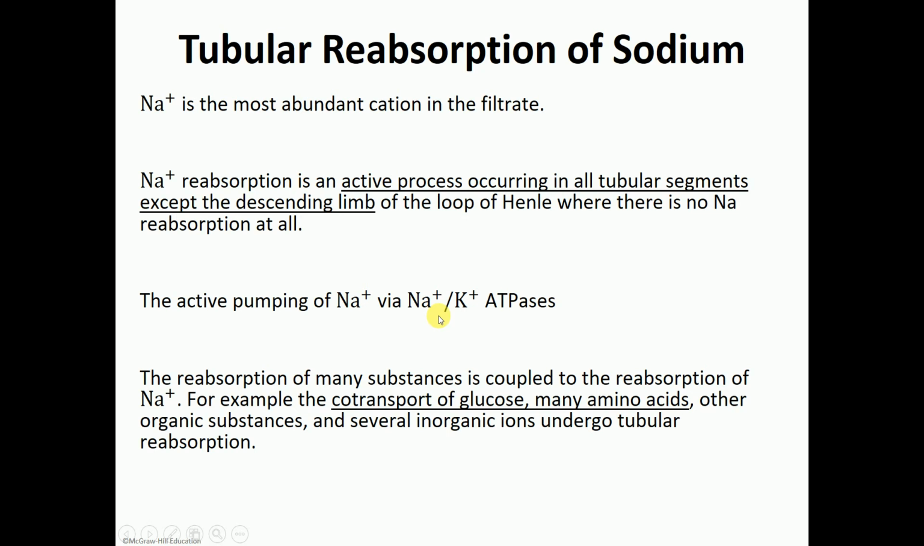And sodium is kind of like a friendly ion. It doesn't like to travel alone, so sometimes it co-transports other molecules. It can co-transport glucose and amino acids, and that's one of the ways we reabsorb glucose back into the capillaries.